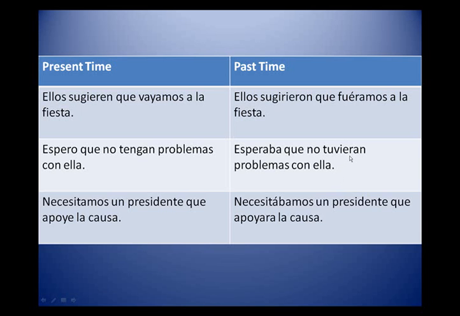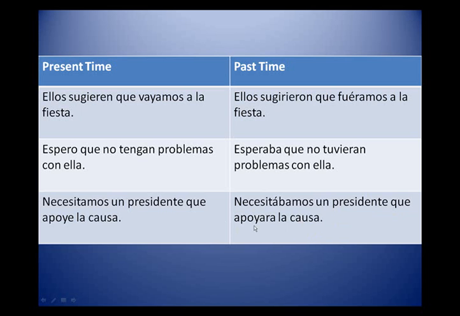Necesitamos un presidente que apoye la causa. We need a president that's going to support our cause. And then here we say we needed a president that would support our cause. We were needing it then, somebody that would support our cause. Okay, so apoyara is going to be in the past subjunctive.